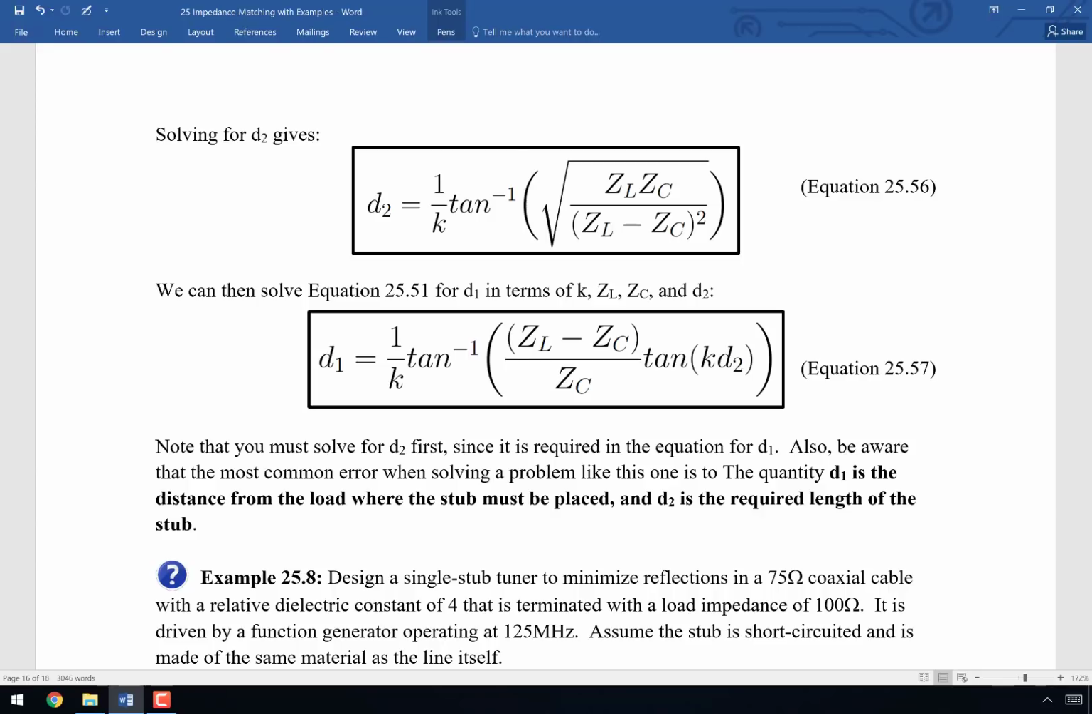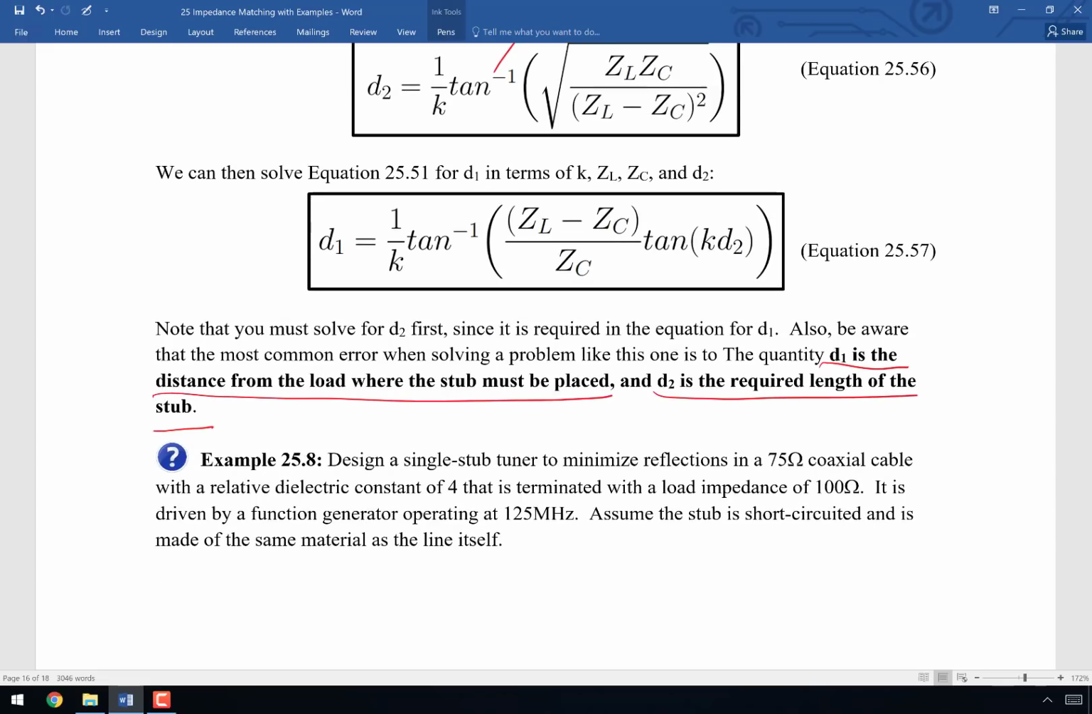One thing I'll make a note of here is that this inverse tangent is relying on the fact that these are in radians. So when you are working with this inverse tangent with your calculator, you must make sure that you're in radians mode. If you're not, you're going to get the inverse tangent wrong. And then just as one last reminder, the most common mistake that people make on a problem like this is to forget which one is D1 and which one is D2. So D1 is the distance from the load where the stub must be placed, and D2 is the required length of the stub. So you calculate the length first, and then you calculate the location.